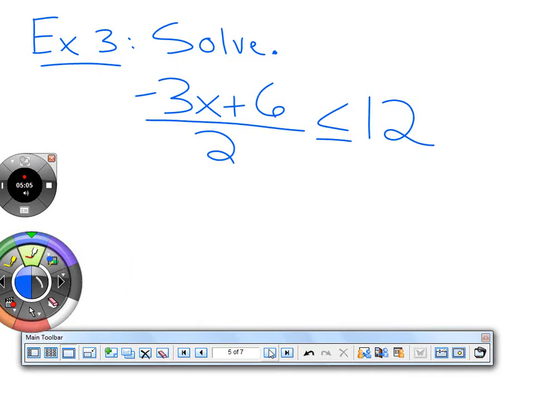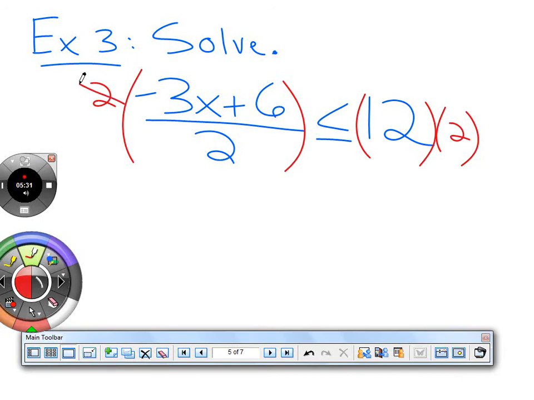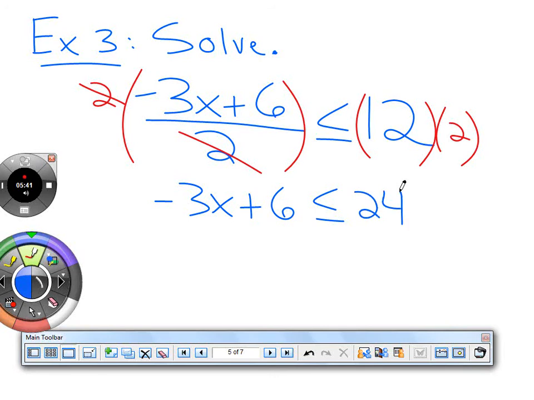Next one, example 3. Negative 3x plus 6 divided by 2 is less than or equal to 12. We want to solve for x. Probably a good idea to get rid of that 2 on the bottom. Some students will try to subtract 6 from both sides. You really cannot do that yet. You need to get rid of that 2 on the bottom. It's being divided, so we're going to multiply. That'll cancel out, and it'll leave us with negative 3x plus 6 is less than or equal to 24.